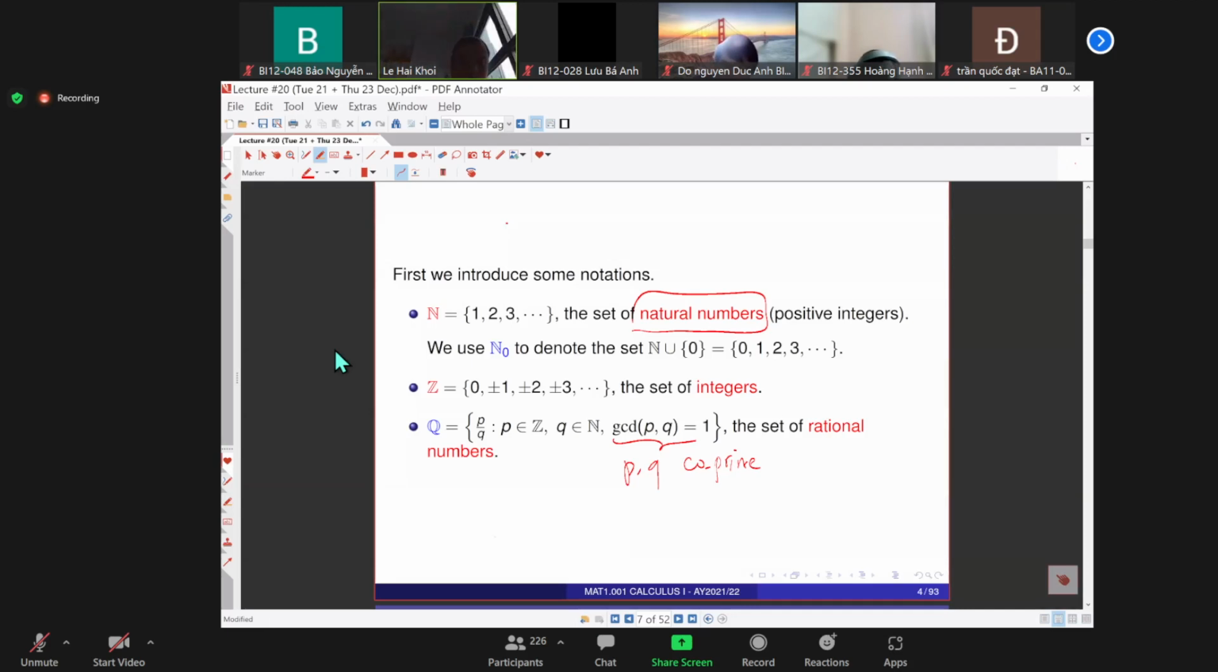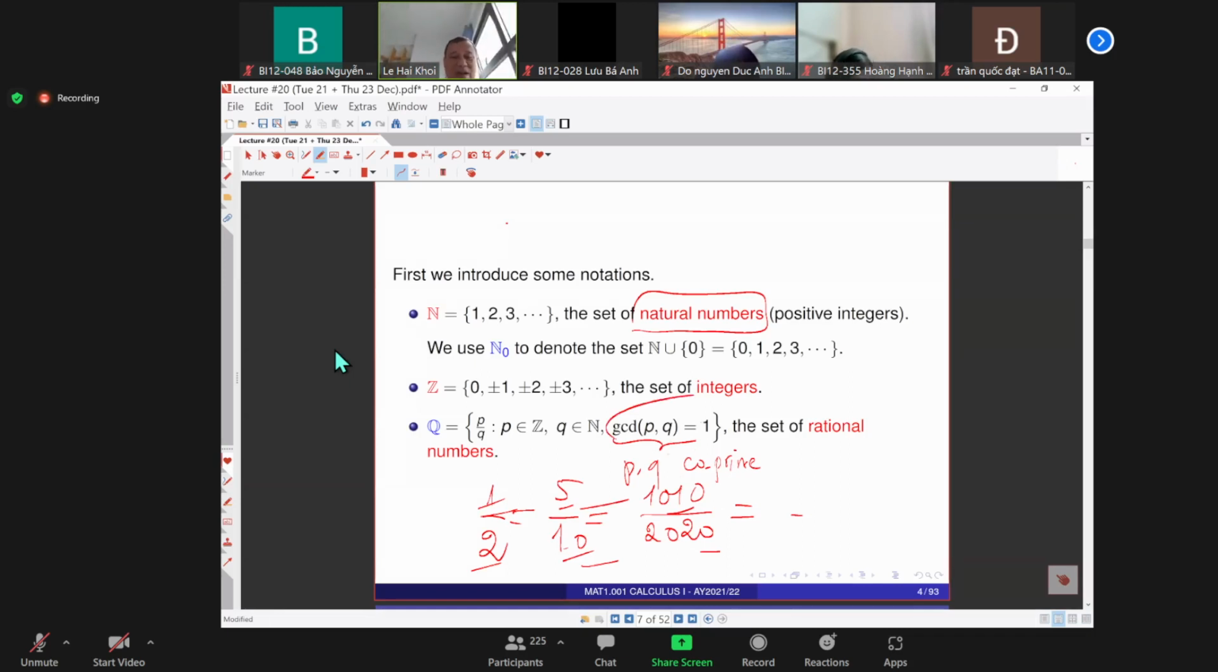Because if you consider a fraction 1 over 2, you can have 5 over 10, you can have 10 over 20, 20 over 40. They are all the same. Then how to choose? What is P? What is Q? Cannot. Many P, many Q. So when we restrict to the coprime case, the greatest common divisor must be 1. Then we eliminate the other things. Only 1 over 2 is taken.